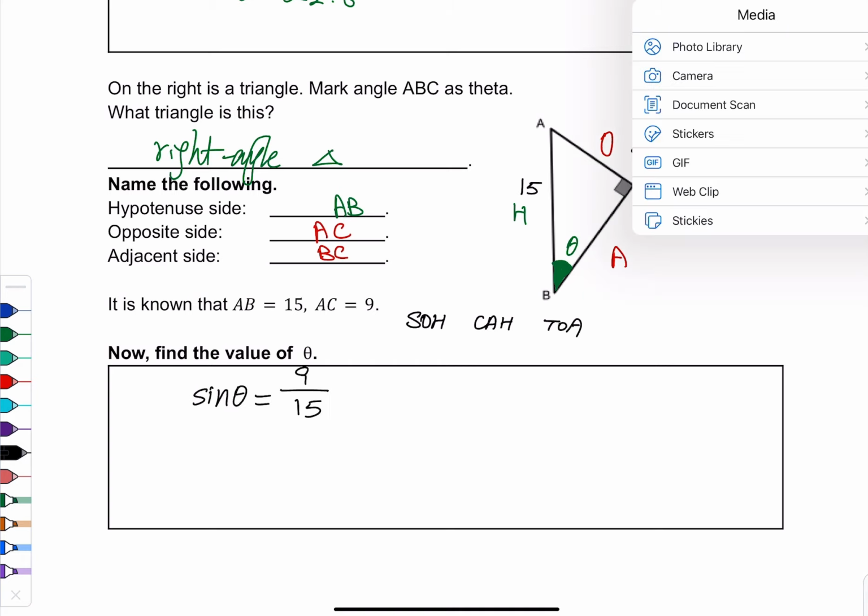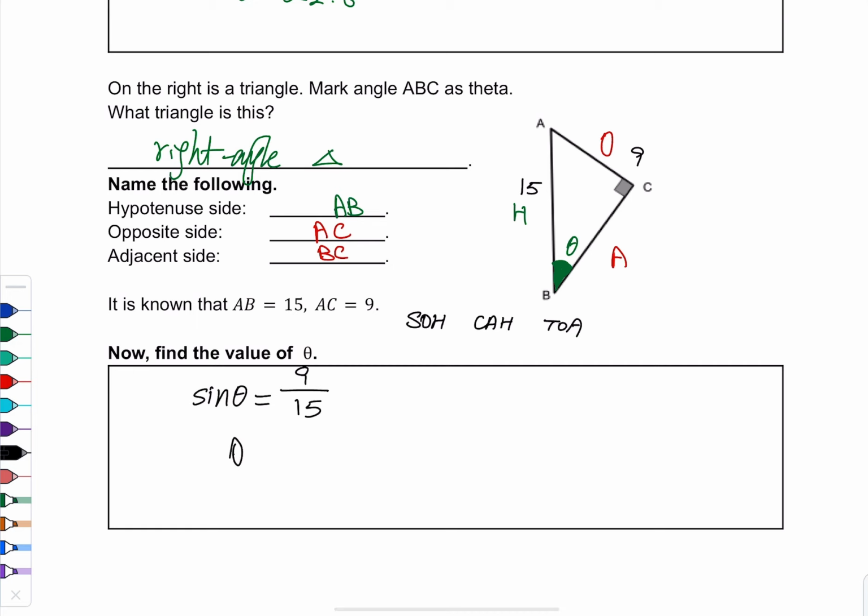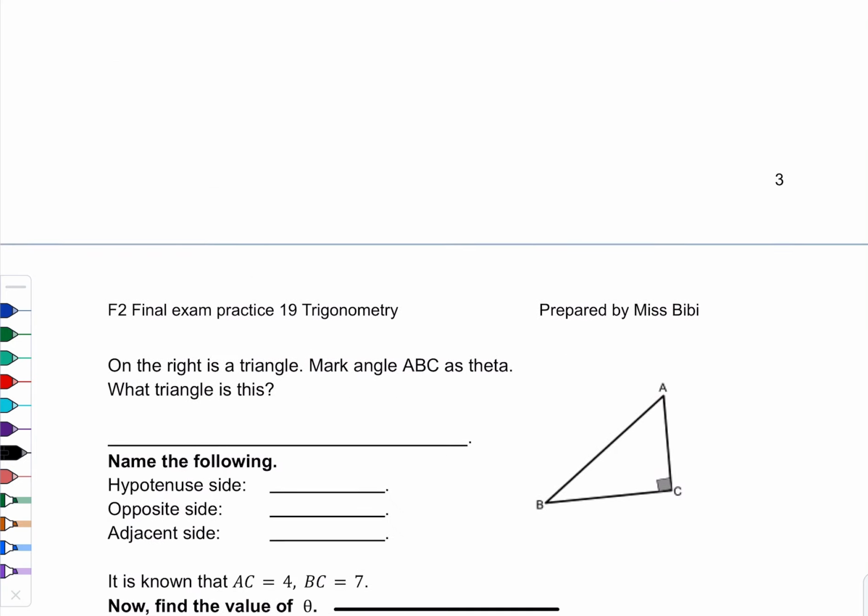You get your answer as, same, right? Theta will be 36.9 degree. You got 36.86 and this number is big, so you round off. Easy peasy. Let's go then.